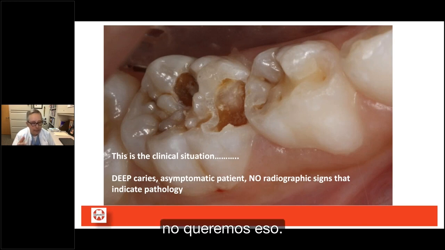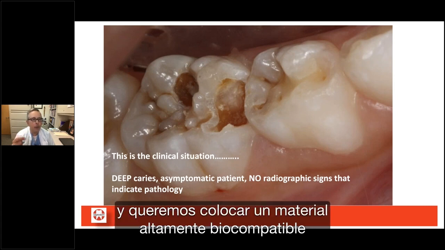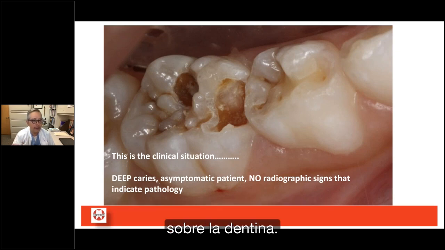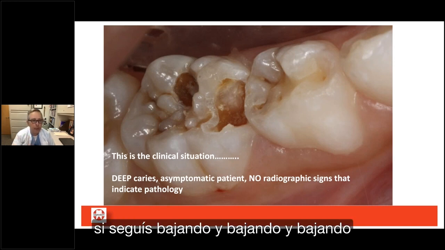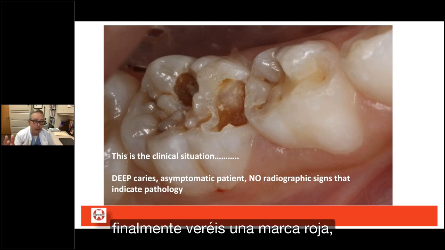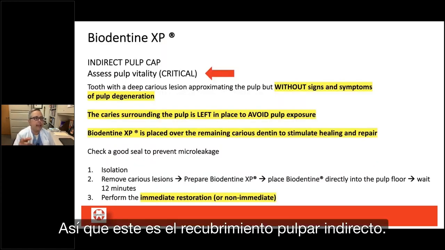We don't want that. We want to leave some dentin, and we want to place a highly biocompatible material over the dentin. So we intentionally don't keep going down, because I promise you, if you keep going down and down and down until finally you see a red mark, which is, hello, welcome to the pulp. So this is the indirect pulp cap.